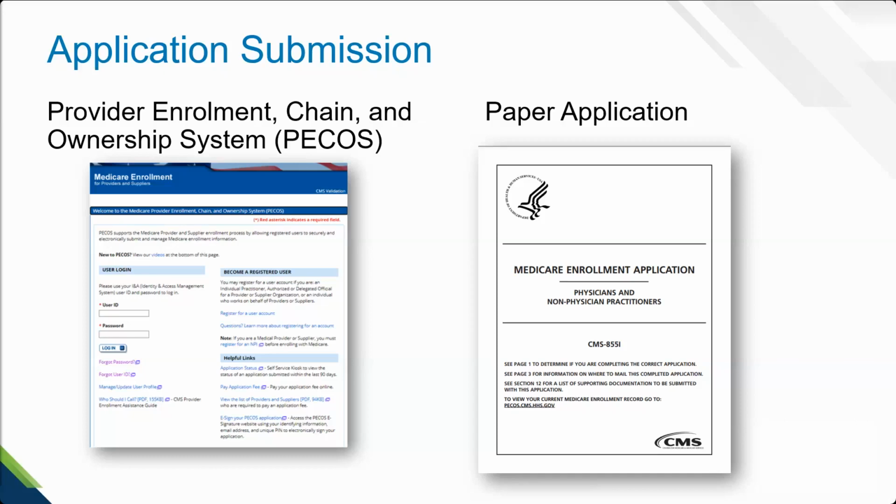A paper form must be printed and then sent to us through regular mail, or just has to be sent to us through the mail. It cannot be emailed or faxed. There is not an electronic way to submit the paper CMS 855I. The only electronic method of sending an application is through PECOS.